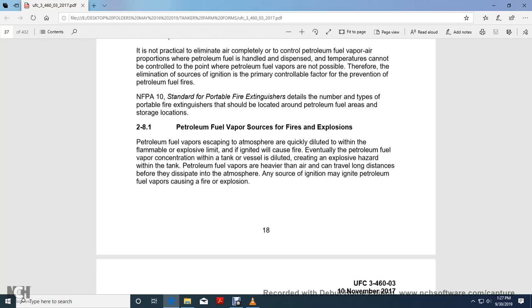2.8.1 Petroleum fuel vapor as a source of fires and explosions. Petroleum fuel vapors escaping into the atmosphere are quickly diluted below the flammable explosive limit. If ignited, they will cause a fire. Eventually, the petroleum fuel vapor concentration in the tank or vessel is diluted, creating an explosive hazard within the tank.